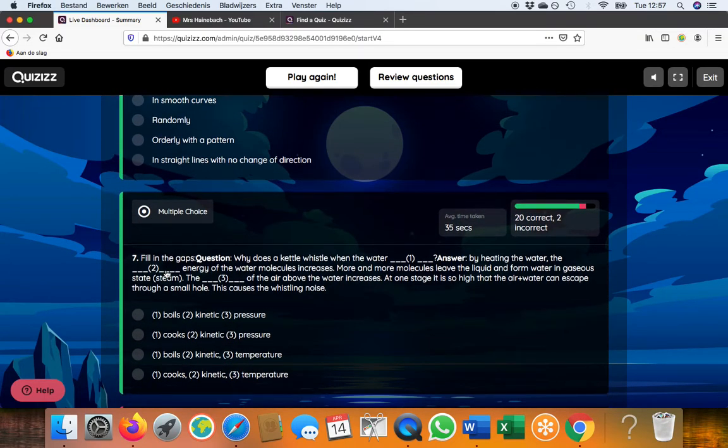Fill in the gaps. Why does a kettle whistle when the water boils? The right English word would be boil, not cooks, so either A or C. And then the answer, by heating the water, the kinetic energy of the water molecules increases. More and more molecules leave the liquid and form water in a gaseous state, steam. And then is it pressure or temperature of the air above the water that increases? Actually, one could almost say both, but the temperature seems the most likely.